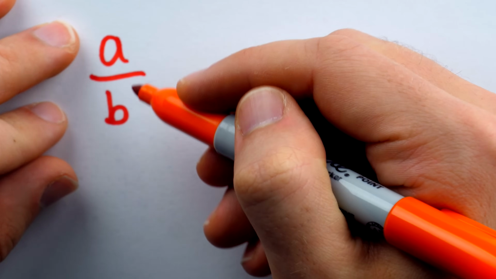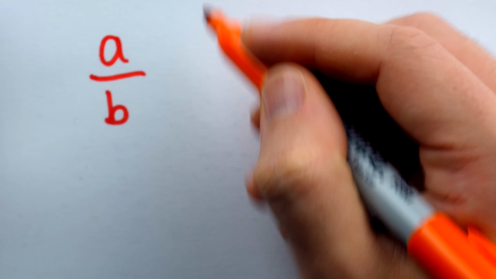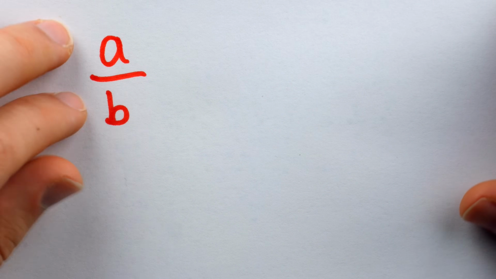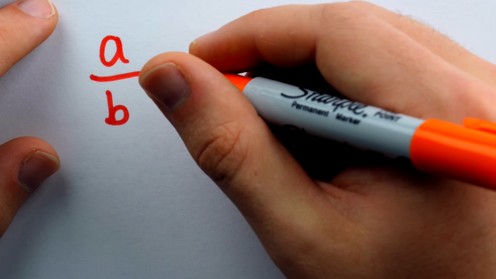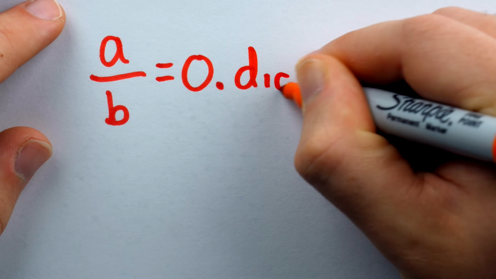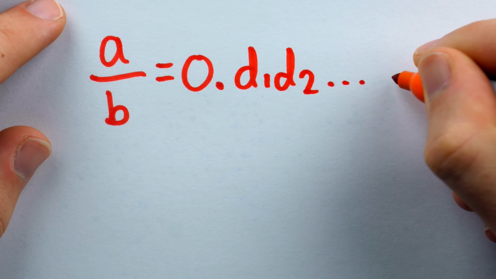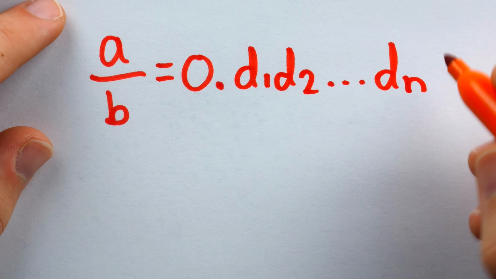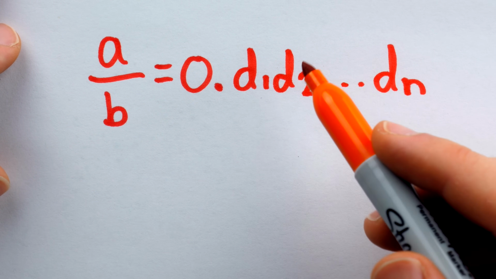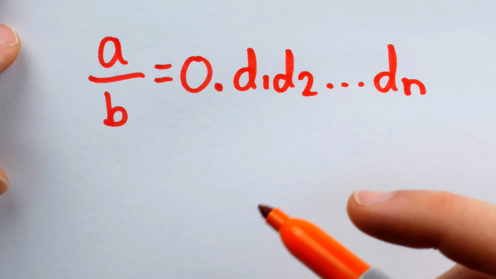If a and b had any common factors, we would have canceled them out to get this lowest terms fraction. And let's suppose that this fraction has a terminating decimal expansion. If that's the case, then we can write it like this: 0.d1 d2, and so on all the way up through that final decimal digit, dn.